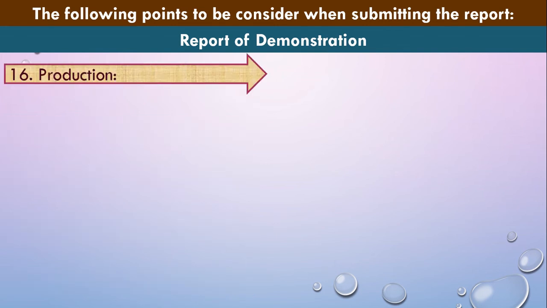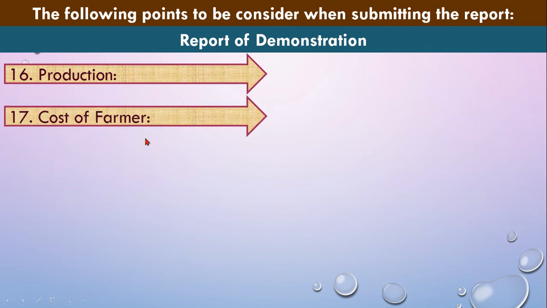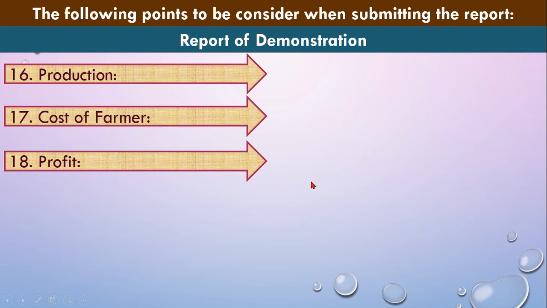Then production after harvesting time, what production he will get, like 20 ton, 30 ton, 50 ton, like this. Then cost of the farmer. If the daily labor cost is 500 taka, and the crop will stay about 30 days or 3 months, how much cost he expends, that will be the amount. Then profit. That means after getting the selling price, selling price minus expenditure will be the profit.